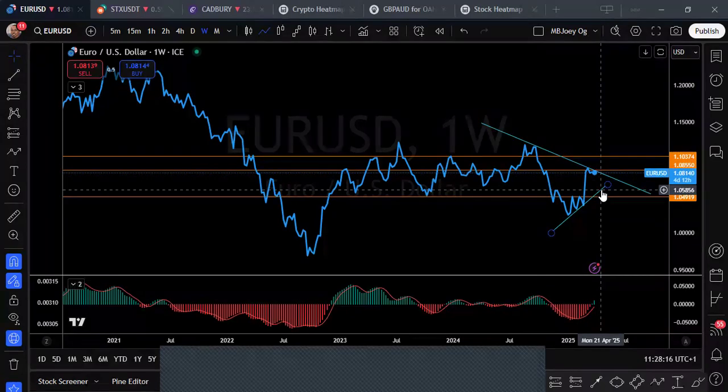Now, there is no 100% sure that the market is going downward or upward. There is nothing like I'm 100% sure. The market will always do what it needs to do.